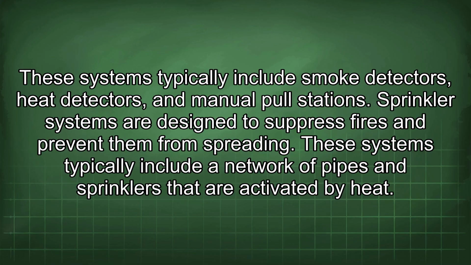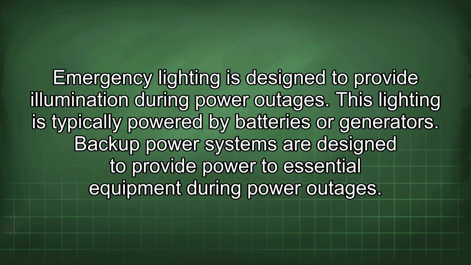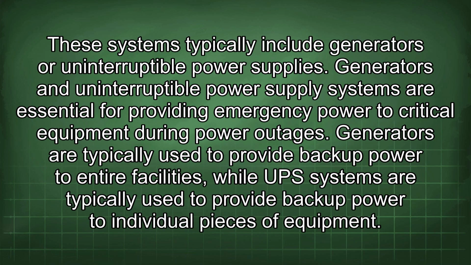Sprinkler systems are designed to suppress fires and prevent them from spreading. These systems typically include a network of pipes and sprinklers that are activated by heat. Emergency lighting is designed to provide illumination during power outages. This lighting is typically powered by batteries or generators. Backup power systems are designed to provide power to essential equipment during power outages. These systems typically include generators or uninterruptible power supplies.